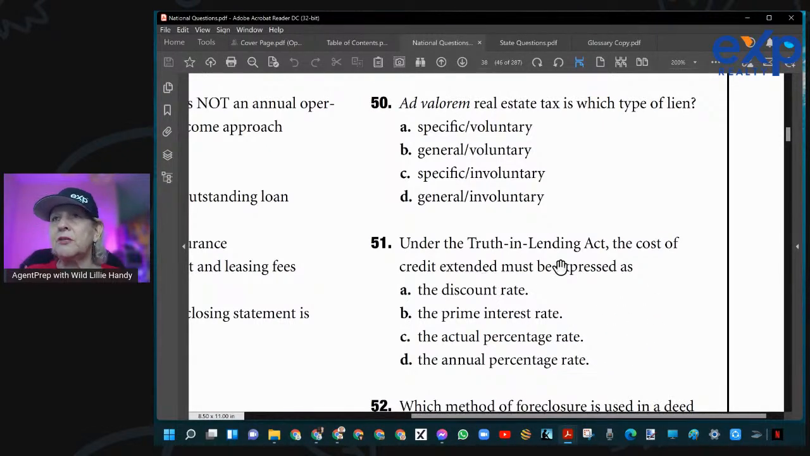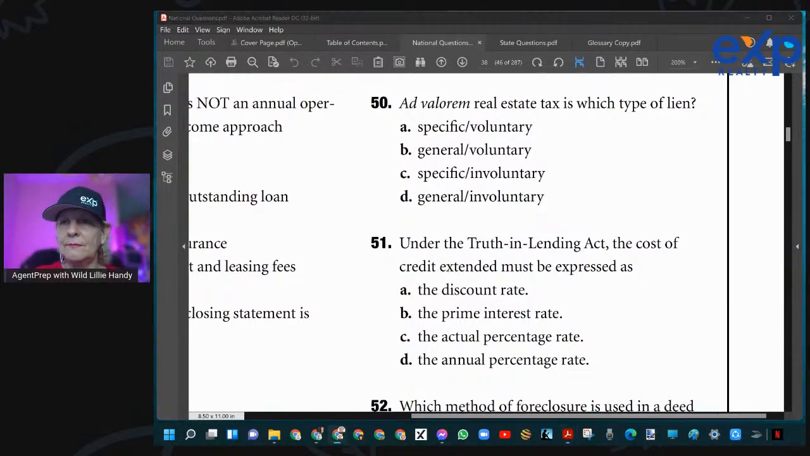Okay, number 50, last national question for today. Ad valorem real estate tax is which type of lien? Where do you see ad valorem? A, specific voluntary. B, general voluntary. C, specific involuntary. Or D, general involuntary. So first you want to know, ad valorem real estate tax, okay, is on a property. So is that a specific lien or is it a general lien? Specific is assigned to one property. General is very broad. So once you know whether it's specific or general, then you can determine, is it a voluntary lien or is it involuntary? So that's how you approach the question.